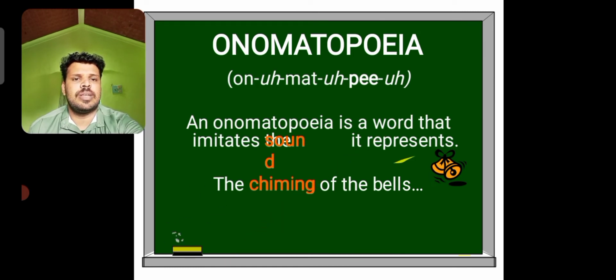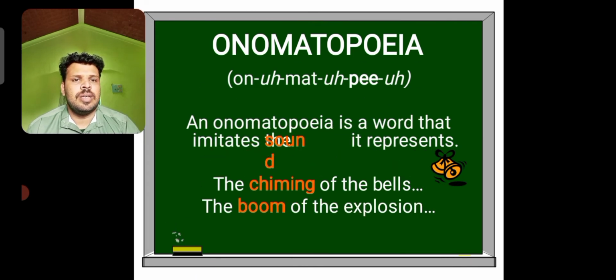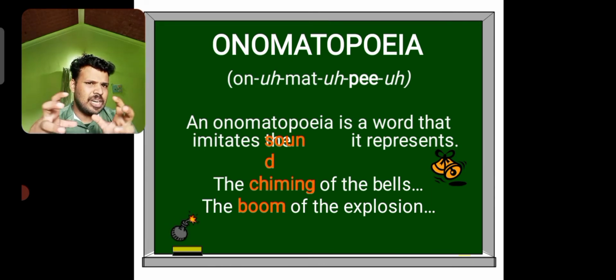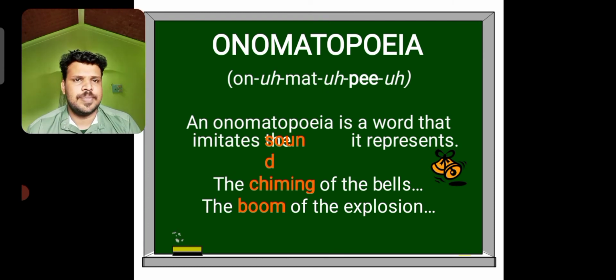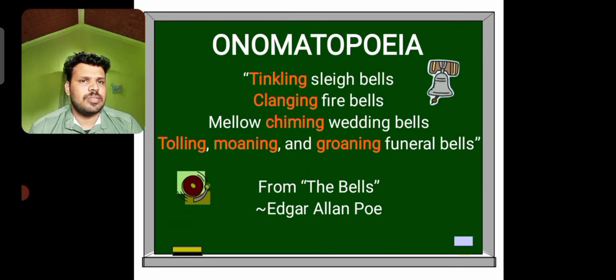So there will be more examples. The boom of the explosion. The word boom represents its sound, boom. So there is a logical relation between the signifier and signified, or the word and the object. That is onomatopoeia.